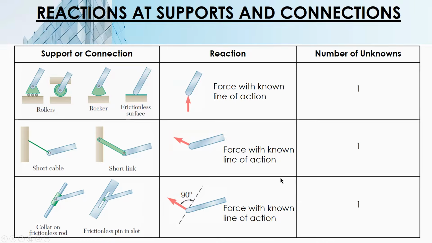So for this group, you only have one reaction. Roller, rocker, frictionless surface, short cable, short link, collar on frictionless rod, and frictionless pin in slot. Always remember that there is only one reaction, and the line of action is known also.